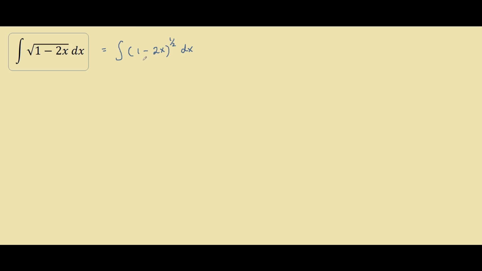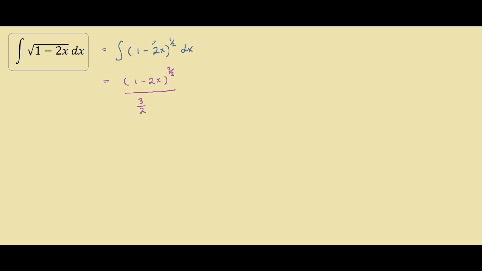Putting it in this form lets us tackle the integral using the reverse of the chain rule to integrate. So from the chain rule, we have the function stays the same, 1 minus 2x. We add 1 to the index, so we have half plus 1 is 3 on 2. And then we divide by the new index, so divide by 3 on 2.